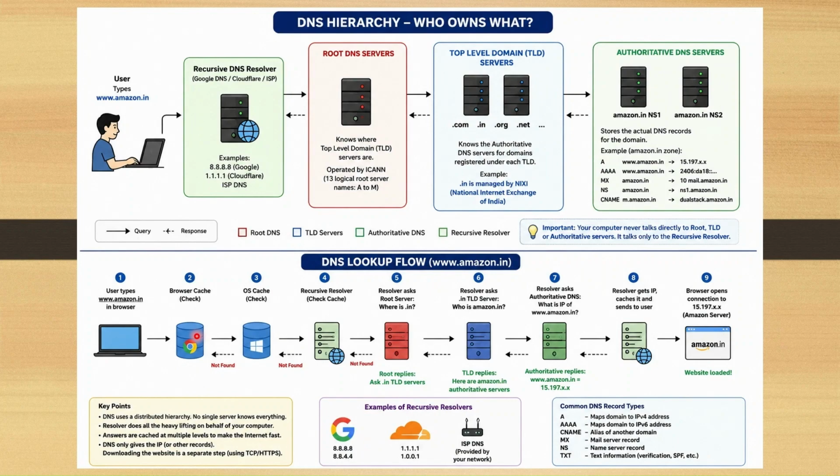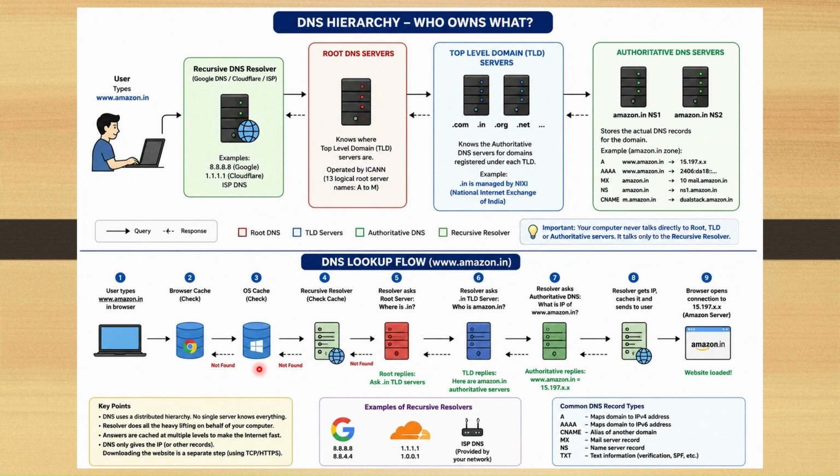Suppose the browser doesn't have the answer. Then it asks the operating system. Your operating system, whether it's Windows, Linux, or macOS, also maintains its own DNS cache. Since multiple applications on your computer can use DNS, the operating system keeps a shared cache. If the operating system finds the IP address, it immediately returns it to the browser. Again, no DNS request is sent over the internet.